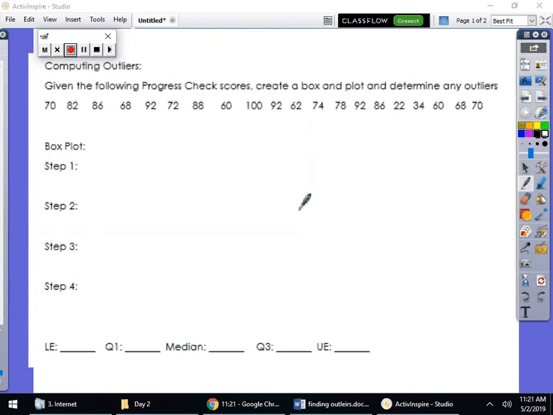Alright, today we're going to be looking at making box plots and finding outliers. So we have our data given the following progress check scores. We want to create a box plot and then we're going to determine our outliers.